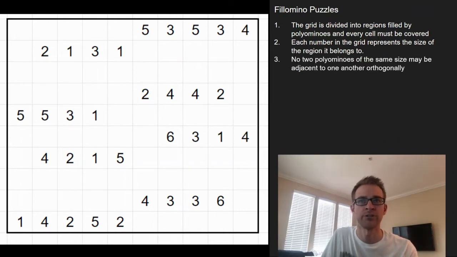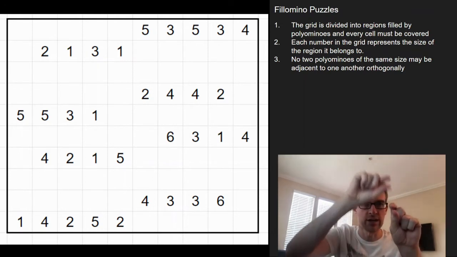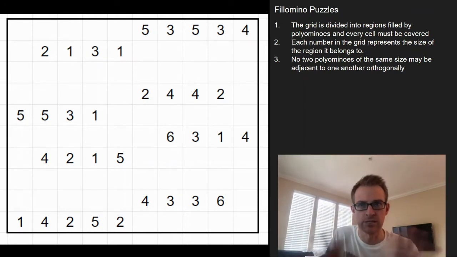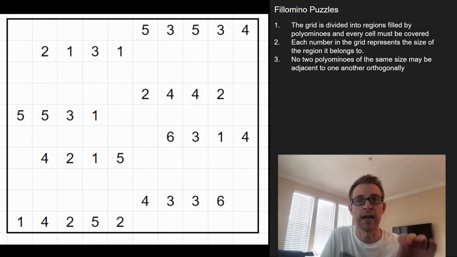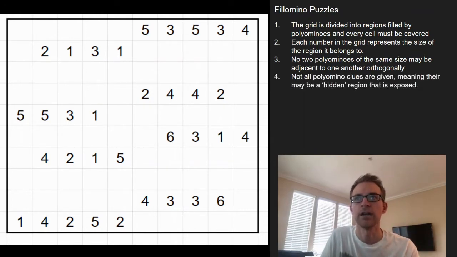No two polyominoes of the same size may be adjacent to one another orthogonally. So if you have two 2's next to each other, you couldn't have two 2's right on top of one another as well. So they have to be separated. They could connect diagonally though. And not all polyomino clues are given. So there might be a hidden region that gets exposed as you go through the puzzle.